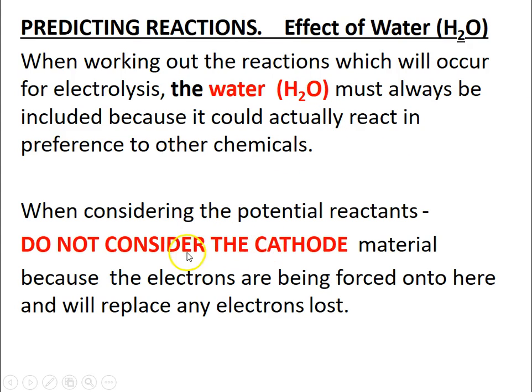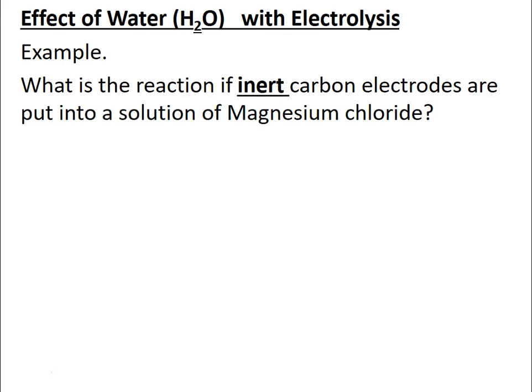When considering the potential reactants, you don't need to worry about the cathode, because the cathode is a solid. If it was going to react, it would have to lose its electrons. But the electrons are being forced onto there by the power supply, so any electrons that it might spontaneously lose will be replaced by the power supply. So basically the cathode material is protected and it won't react, so you can ignore whatever the cathode's made out of. So let's look at the effect of water first.